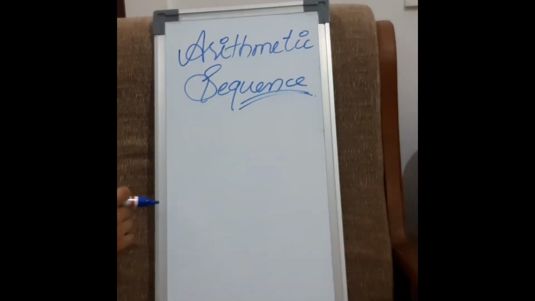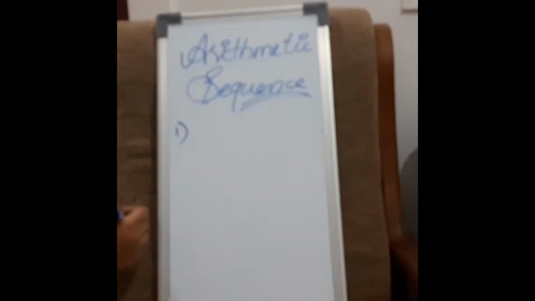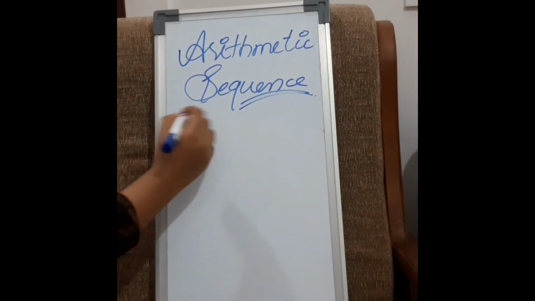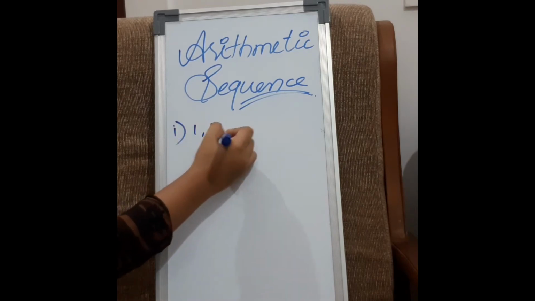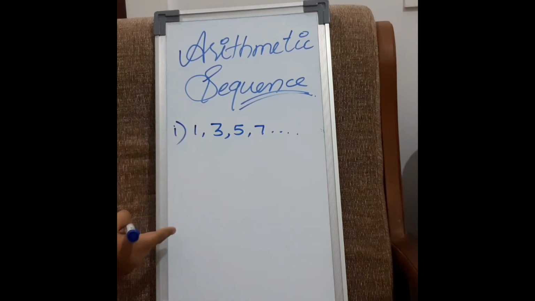If we have a question asking whether a sequence is an arithmetic sequence, how will we find out? In our textbook, the first exercise is to check whether each sequence is an arithmetic sequence. The first question is the sequence of natural numbers, 1, 2, 3, and so on. This is an arithmetic sequence.